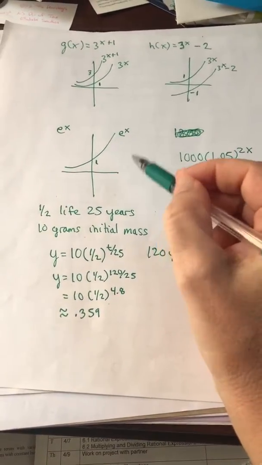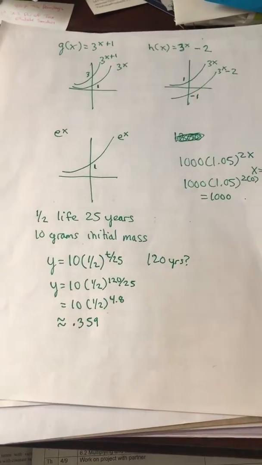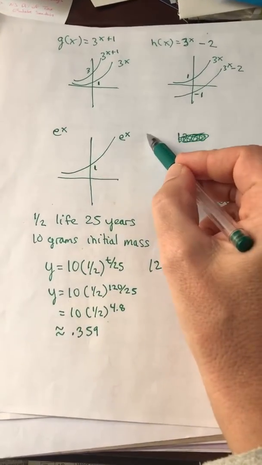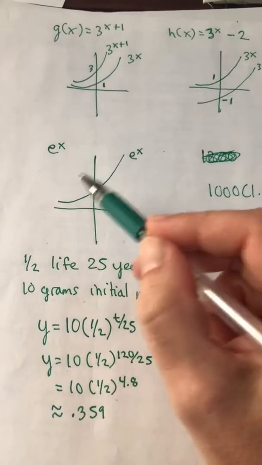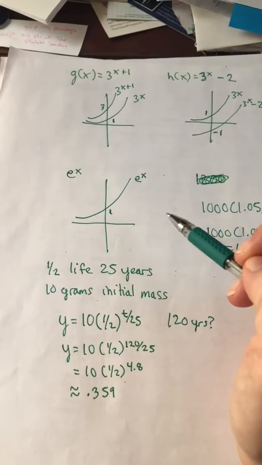All right, so next we're gonna look at the graph of e to the x. So e being 2.72 approximately. It's still the same. If x is 0, then e to the 0 is 1. So it's still going to cross at 1, and it goes right on up there, e to the x.